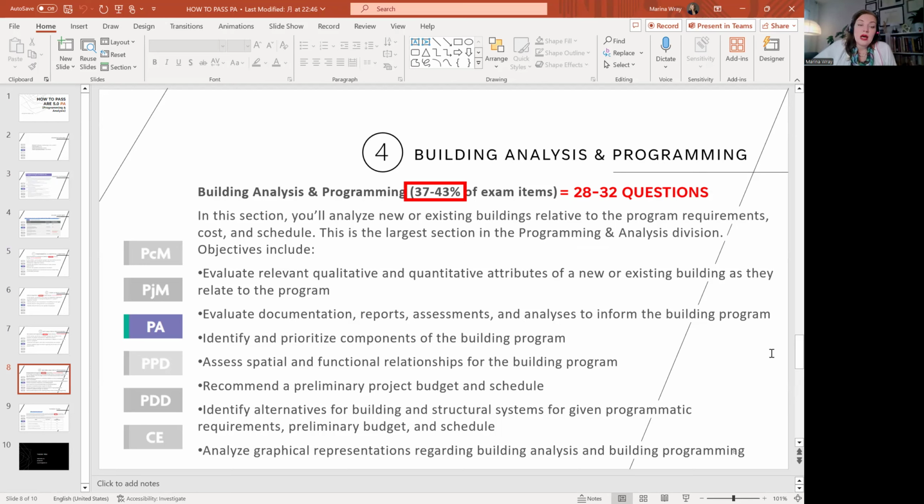Also, you need to analyze graphical representations regarding building analysis and building programming. So when you do the building programming, you need to, again, communicate with the owner graphically. So you explain what you are actually going to do. This is what you will implement, and this is how it's potentially going to look like.